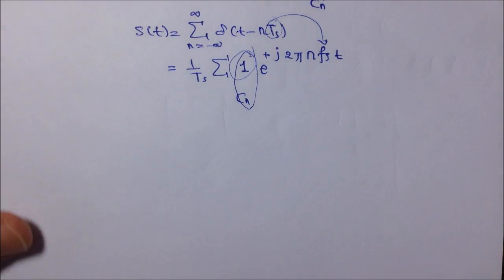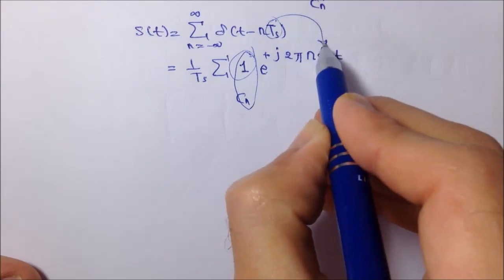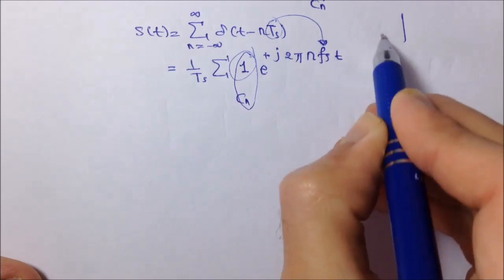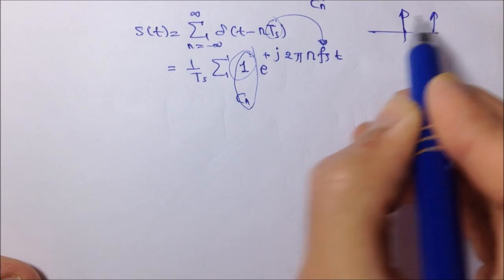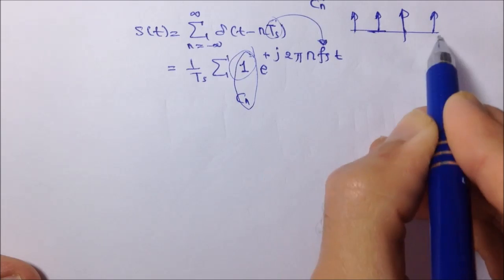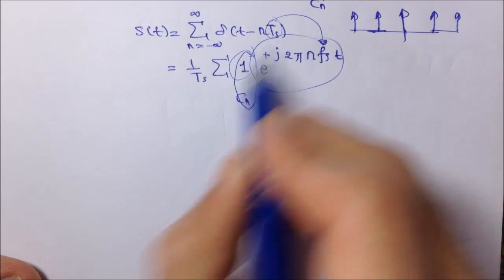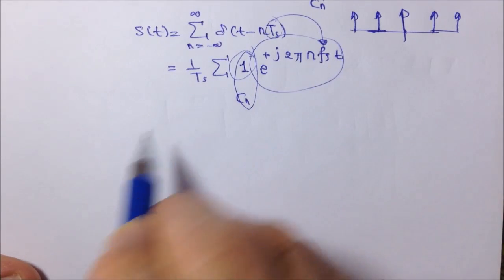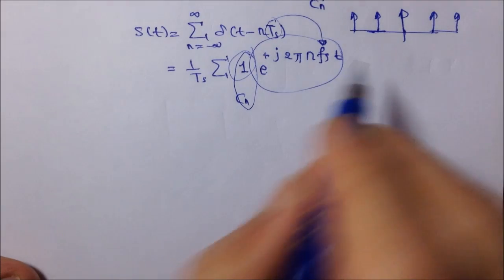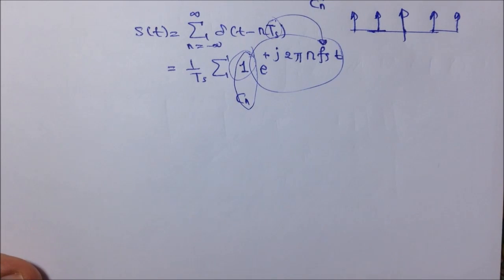And if you're wondering how are we going to get s of t, which is a real signal, by adding up a complex sinusoid like e to the j2 pi n fs t, the answer is obviously, because the sinusoids are going to cancel each other.